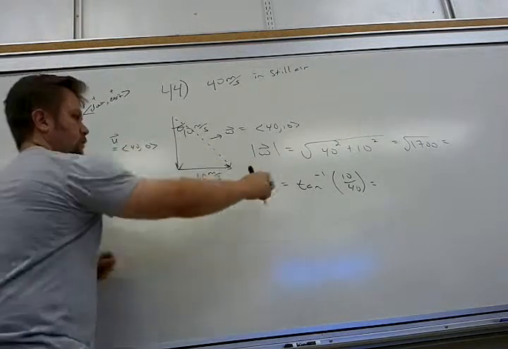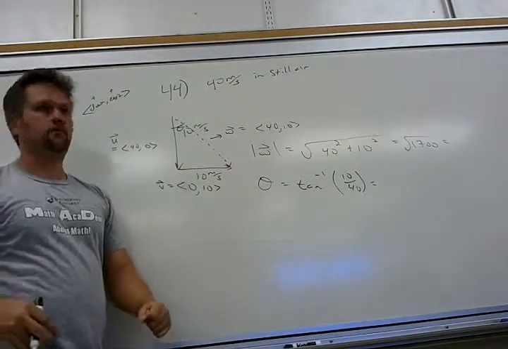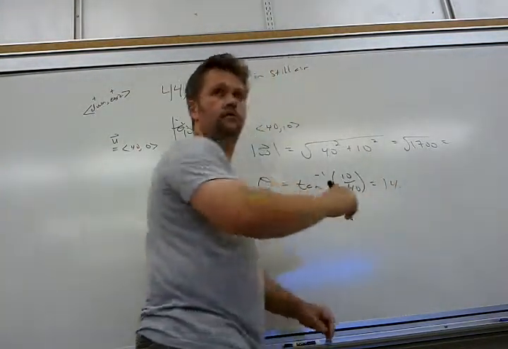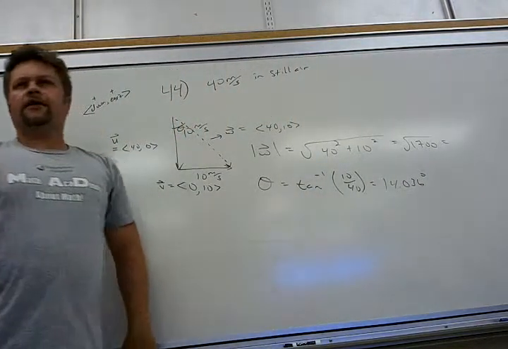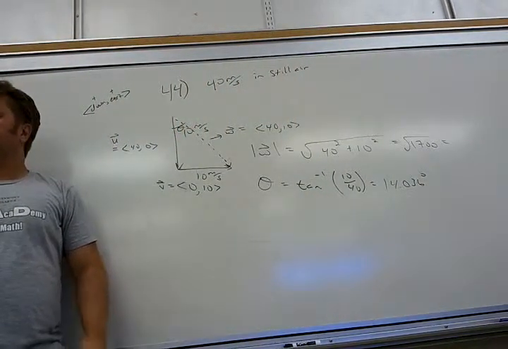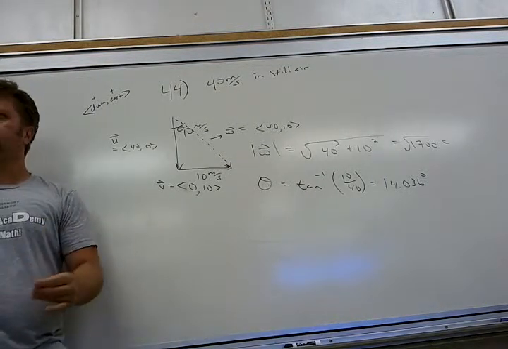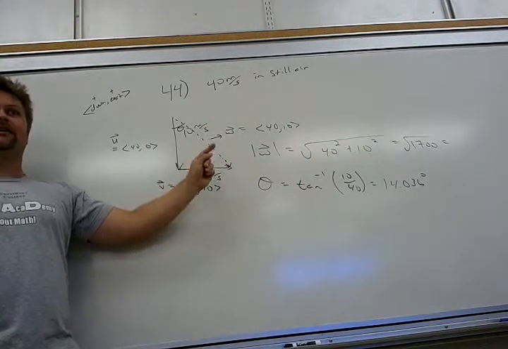So what do you guys get? What's the inverse tangent of that? 14.036 degrees southeast. Is that what you got? 14.036. Okay, right. It's not south in this, though. It's a little bit weird. They're using east and west and up and down, which is a little strange. So I would say 14.036 degrees east of down.